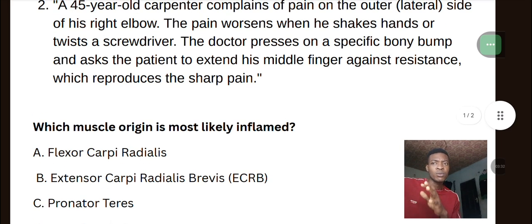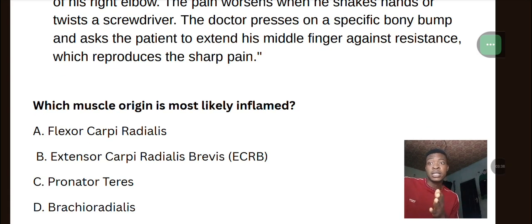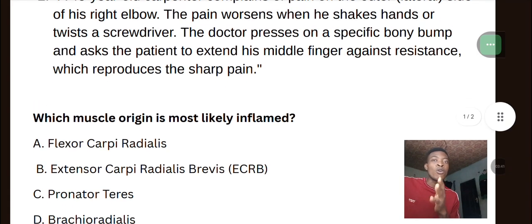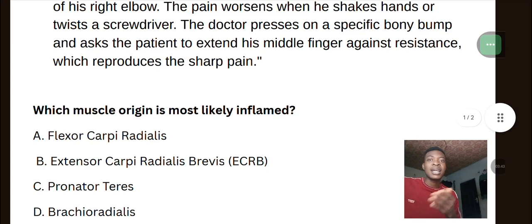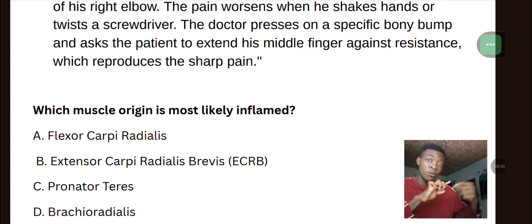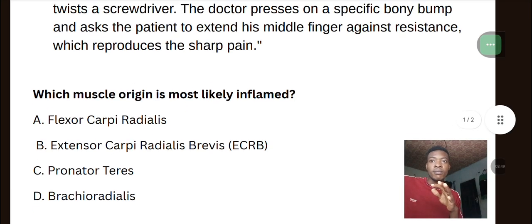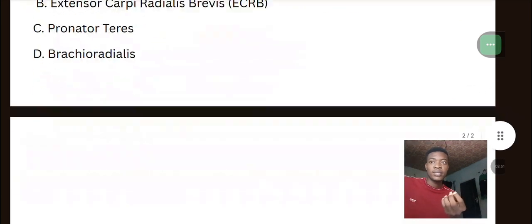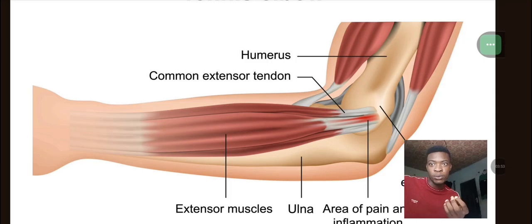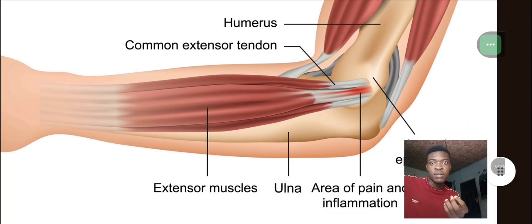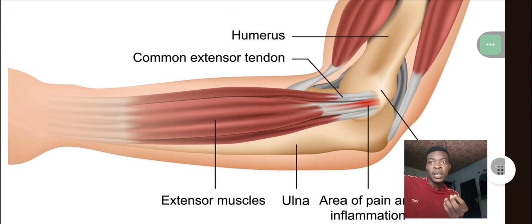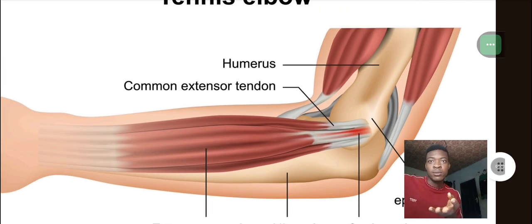And the kind of condition we are looking at here is tennis elbow. For the flexor carpi radialis and pronator teres, it would be golfer's elbow, and it's seen at the medial part of the forearm. But for the extensor carpi radialis, it is tennis elbow, right? So this is an example of tennis elbow. You can see the extensor muscles originating from the lateral aspect, and inserting into the middle finger, right? Yeah, so that's it.